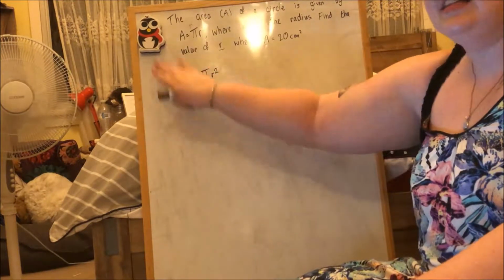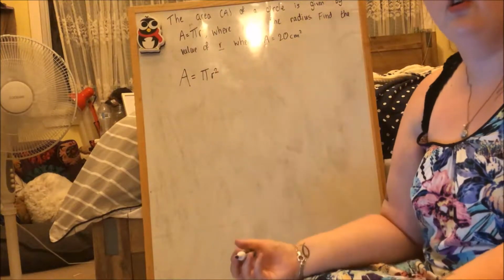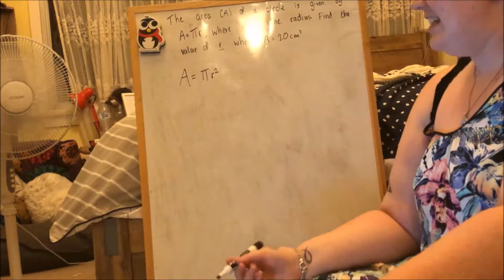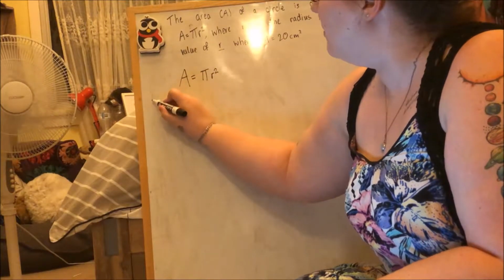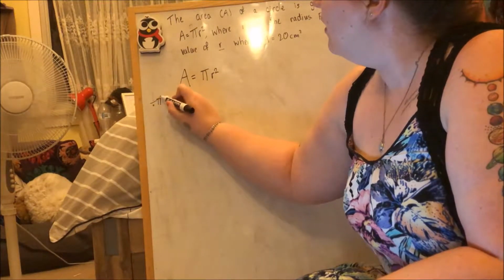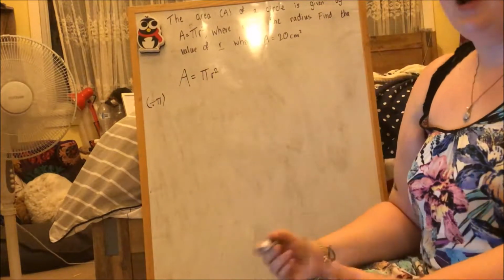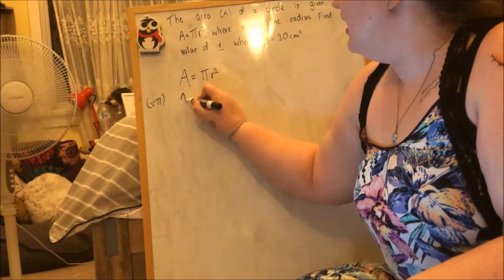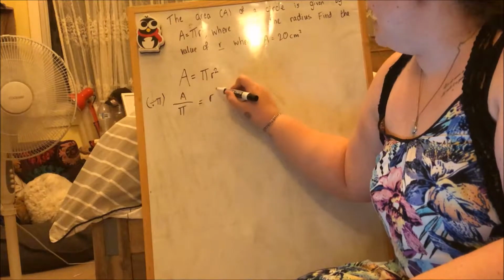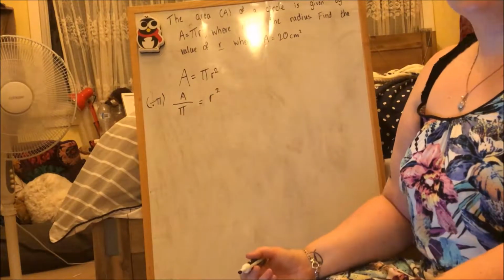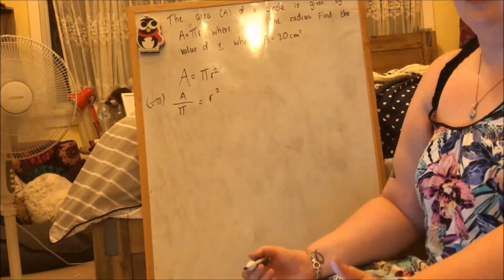So we would divide this across just like we would if that was a 2 or a 7 or an 89. So we're going to divide both sides by pi. So A divided by pi is obviously just A over pi, and that equals r squared, because pi r squared divided by pi is just r squared.